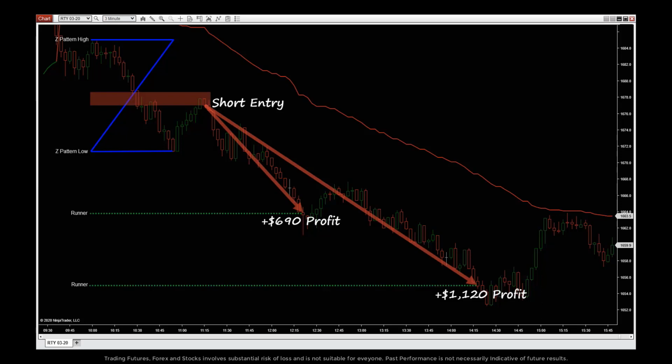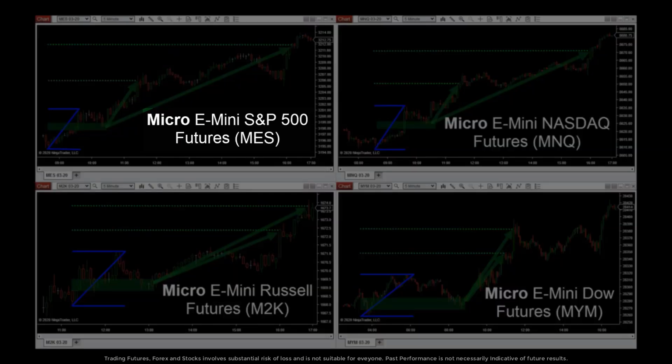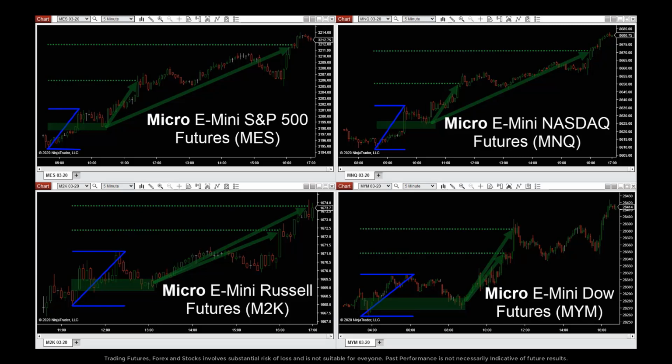The Z pattern visualizer strategies and setups also work in all micro E-mini markets. The micro E-mini S&P 500 MES, the micro E-mini NASDAQ MNQ, the micro E-mini Russell M2K, and the micro E-mini Dow MYM. So you can go on even lower risk profit runs to grow a small account fast, or transition from simulation to live money E-mini Z pattern trading in the smartest, safest, lowest risk way possible today.